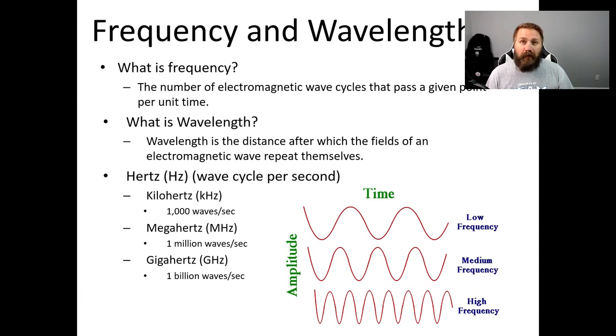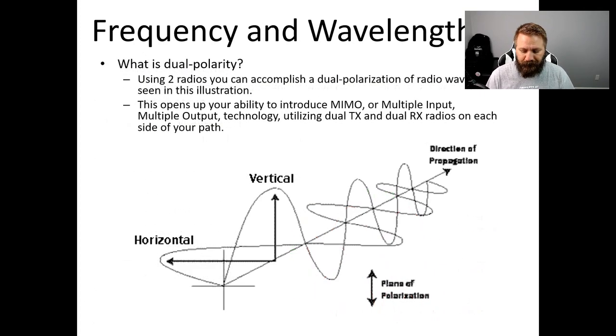So kilohertz, for example, is 1,000 waves per second. Megahertz is 1,000,000 waves per second, and gigahertz is 1,000,000,000 waves per second. You can tell that based on the frequencies, it changes the wave structure, the amplitude of the wave.